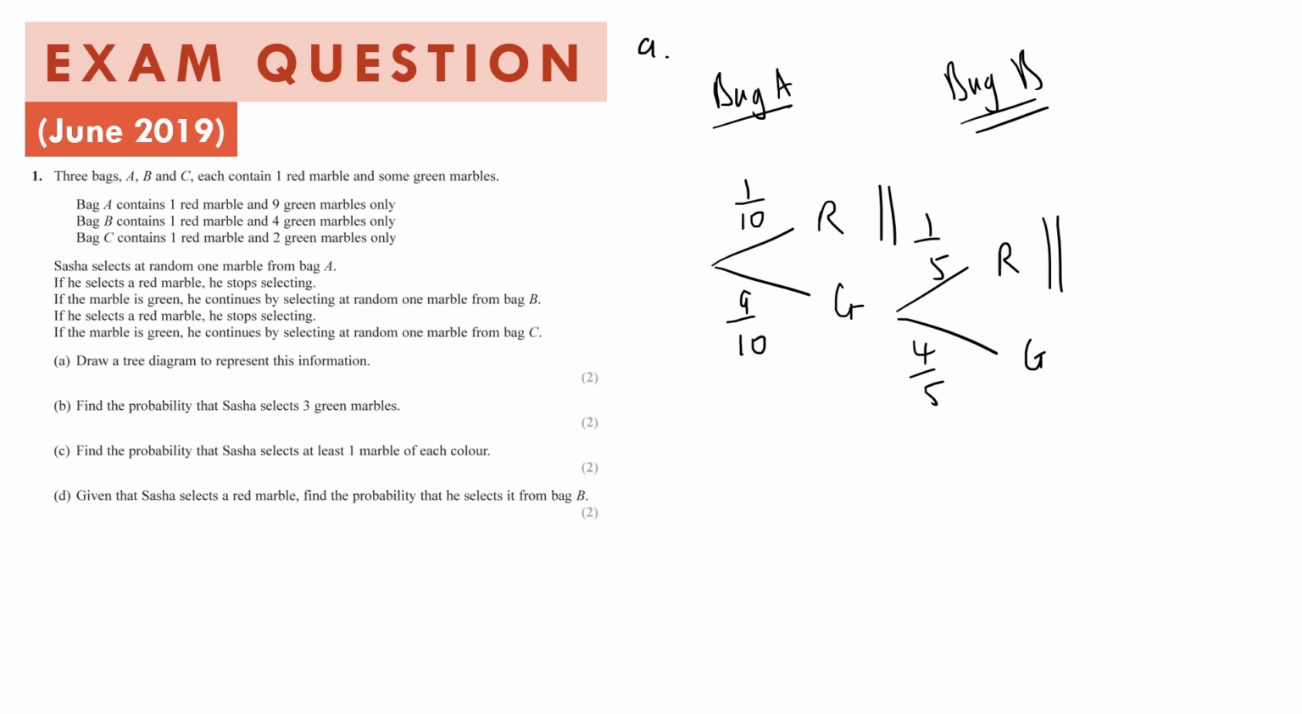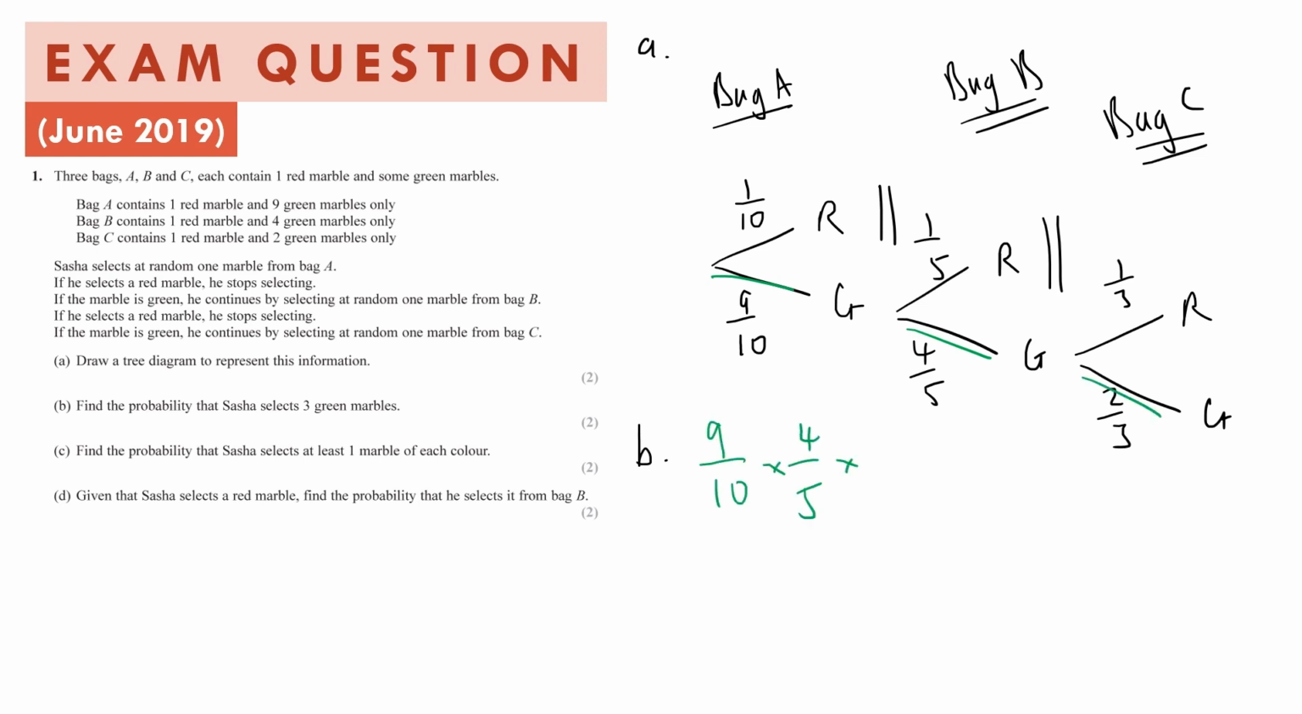And finally, looking at bag C, we have one red marble and two green marbles, so the probability of picking a red marble here is 1 over 3, and a green marble is 2 over 3. And this is for bag C. Now for part B, we're asked to find the probability that Sasha selects 3 green marbles. So we're following down this green path, so 9/10 times 4/5 times 2/3, and that gives us 72 over 150, or 0.48.